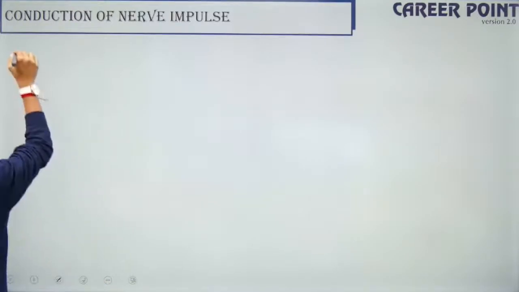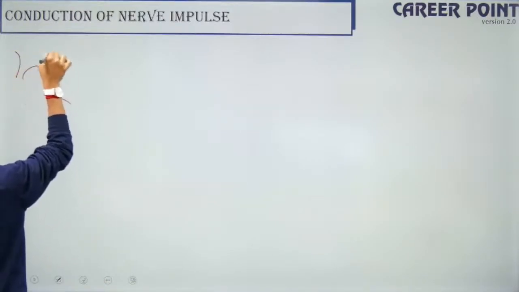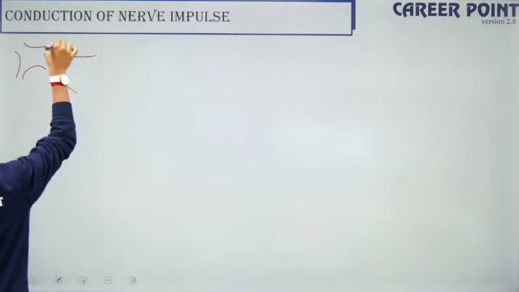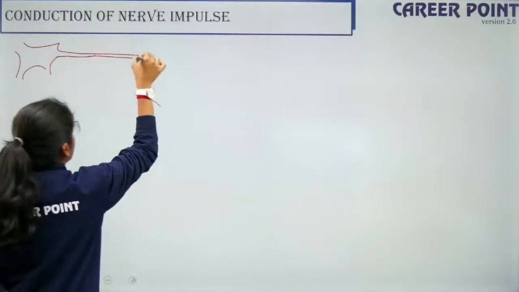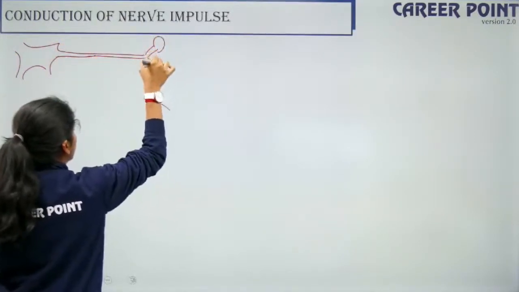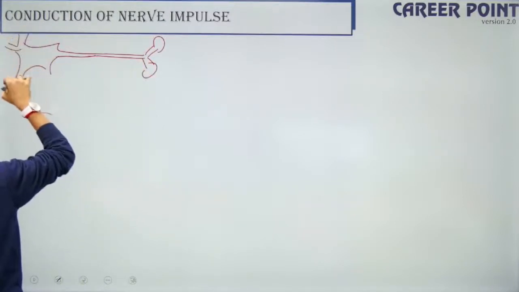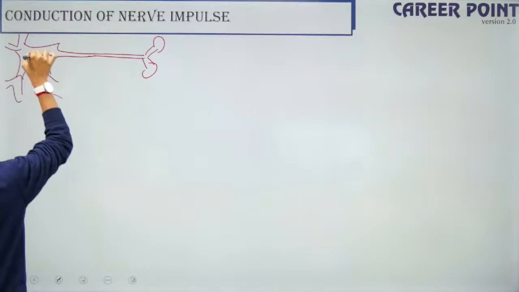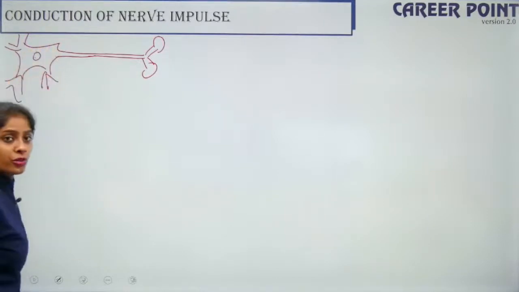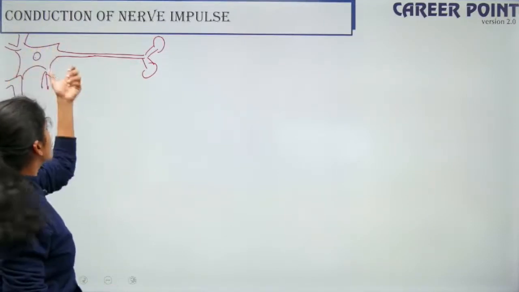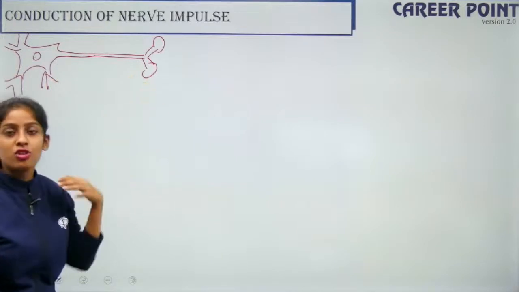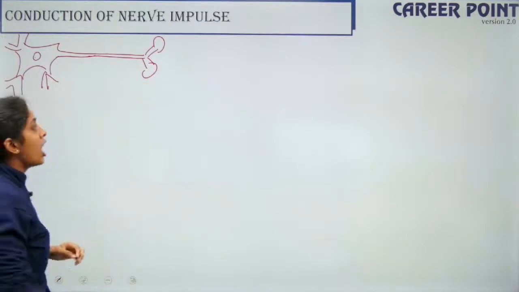So let me draw the structure of a neuron. Please bear with my structures. I guess my neuron is twisted and turned. Okay, suppose this is my neuron. How the information moves along the length of the axon, that is conduction, right? So how does it move?